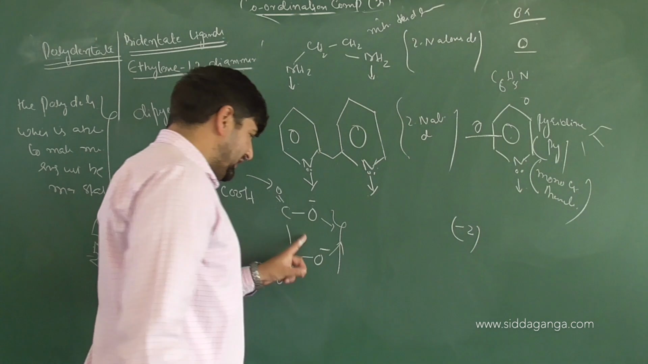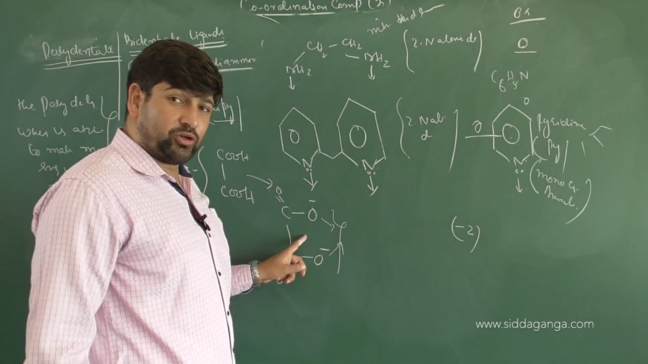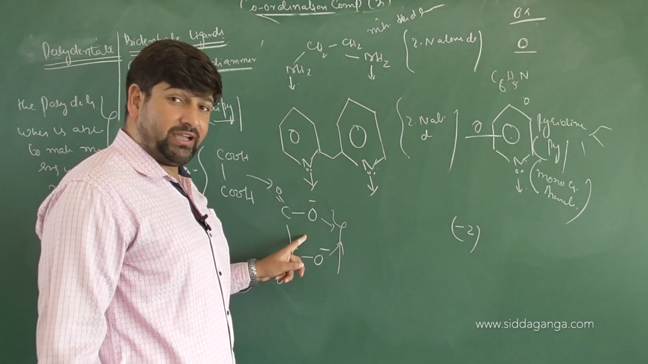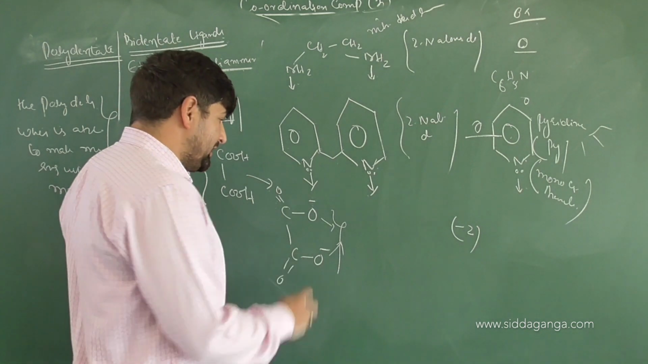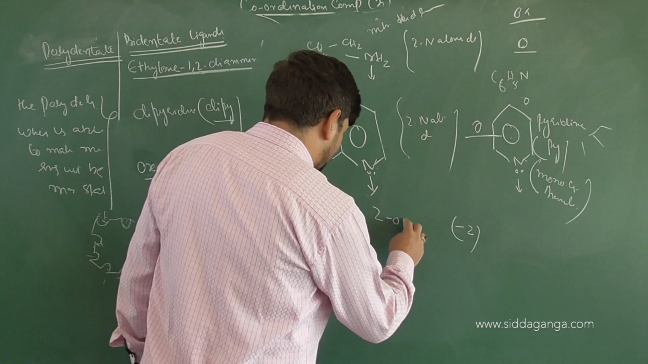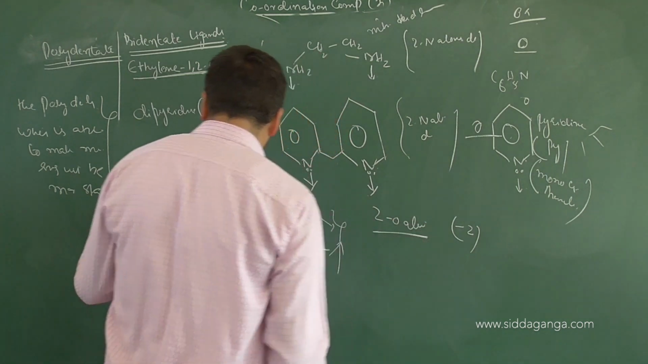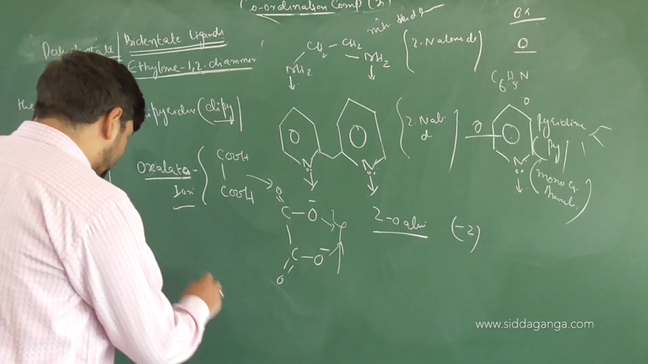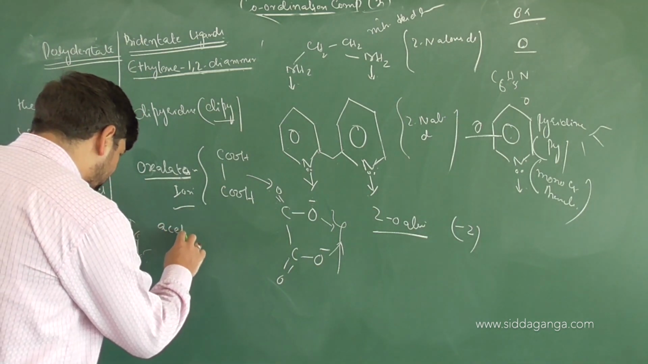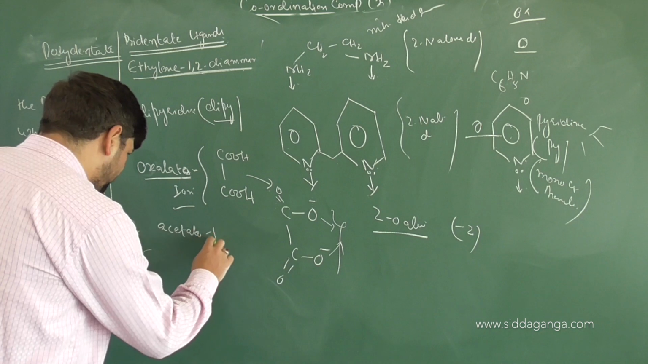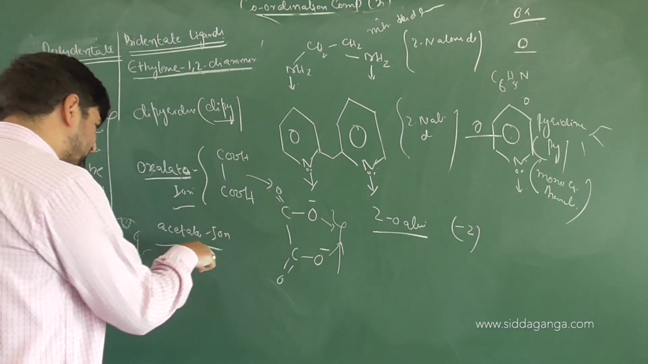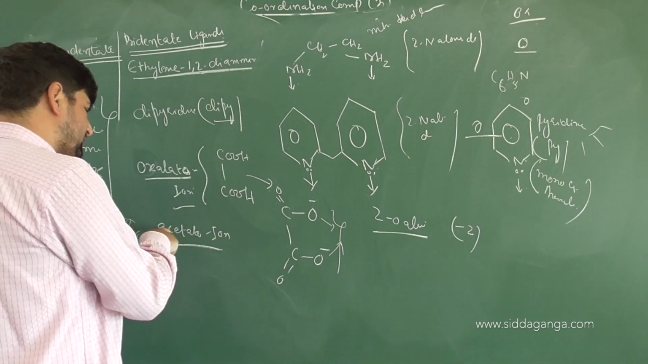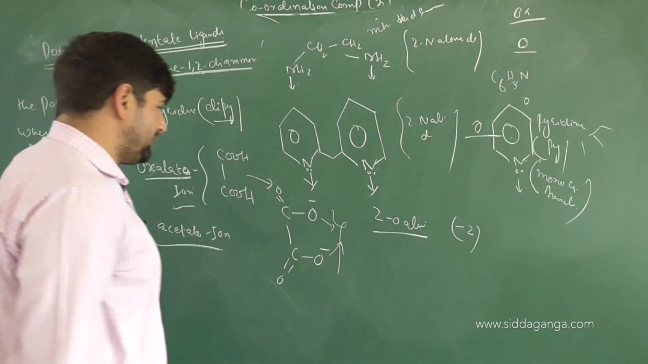So remember, whenever there is an oxalato group in coordination compounds, the net charge of that type will be -2, which means you need to give 2 electrons to it. And 2 oxygen atoms are donating the electrons. Now from here, oxalic acid, we can get one more compound. What is that called? Acetato ion. Actually, from acetic acid we are getting acetate. So in terms of nomenclature, we'll call it acetato ion. Tell me the structure for it.